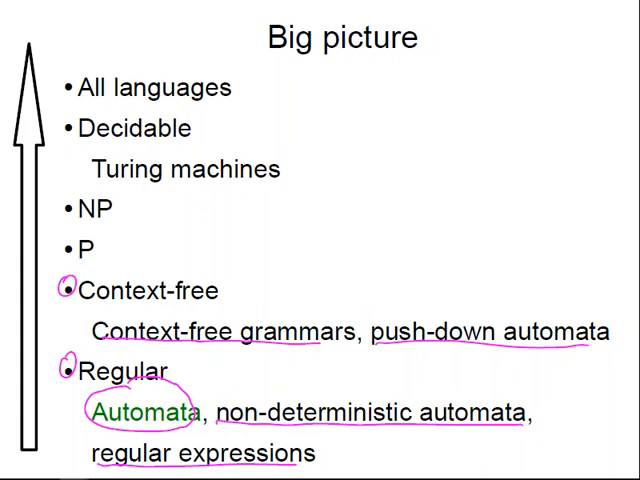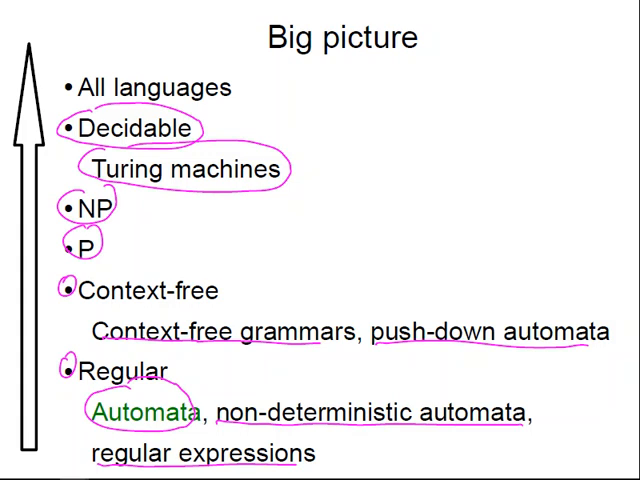Then we're going to move to decidable languages. We're going to see Turing machines. And finally, we're going to come back in the middle and study complexity theory, and specifically the classes P and NP.